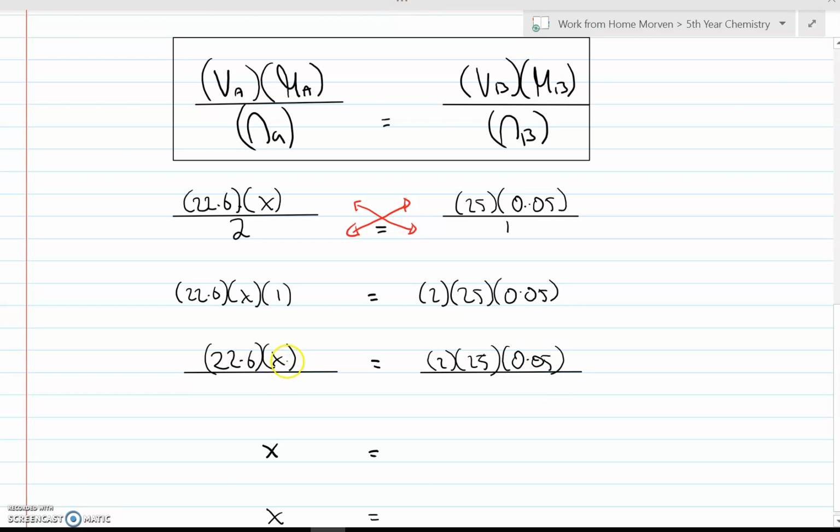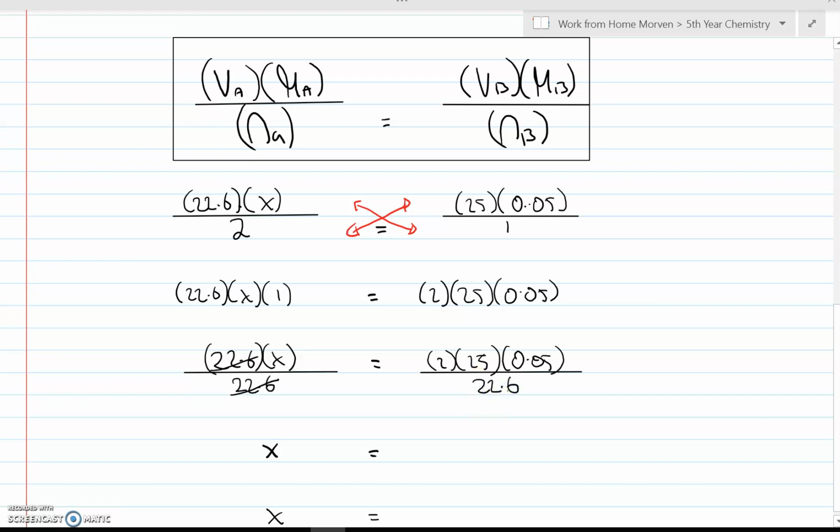So in order to isolate the X, we look at what's causing the X not to be on its own, which obviously in this case is 22.6. So to get rid of the 22.6, we divide across by 22.6, and that will cause that to cancel, leaving me with just an X down here. However, because this whole thing is an equation, I need to also divide the right hand side by 22.6 as well.